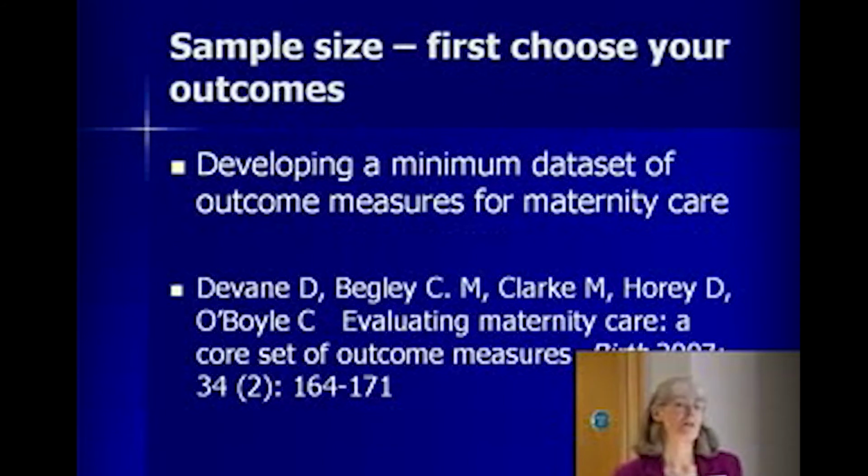But for that, very, very important, you need to choose your outcomes. Now, with the mid-use study, we settled on 3 primary outcomes, and then we have a zillion secondary outcomes that we're also looking at, but we're powering the study on those first 3. The important thing is to choose which ones are important to you and why. If you're ever going to choose outcomes for a study, please refer to Devane, Begley, Clarke, Horey, and O'Boyle's paper on the minimum data set for outcome measures.